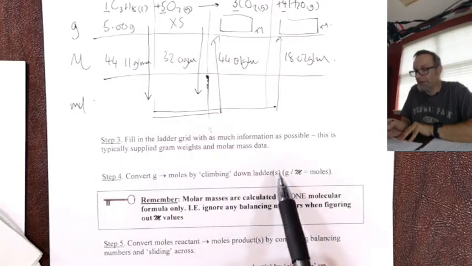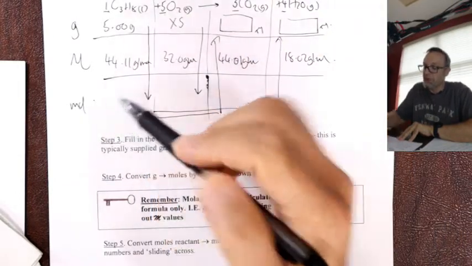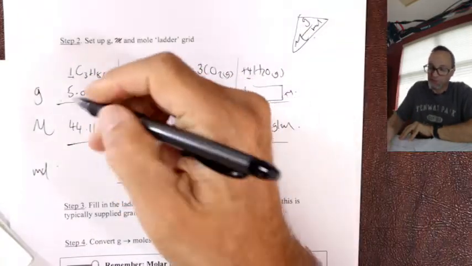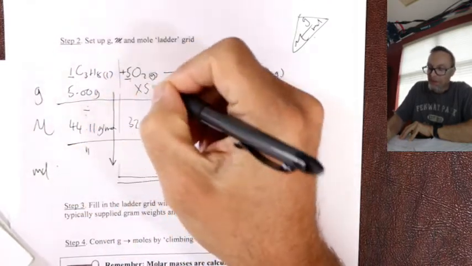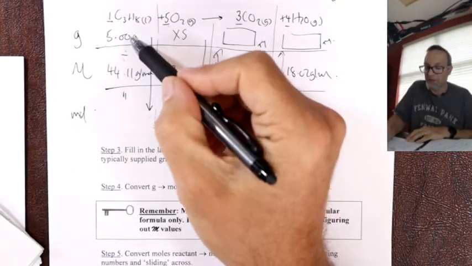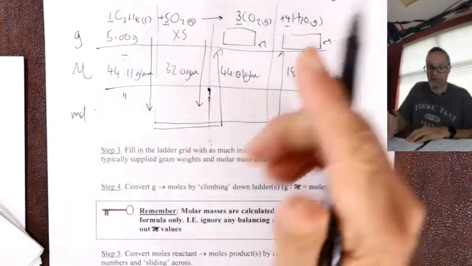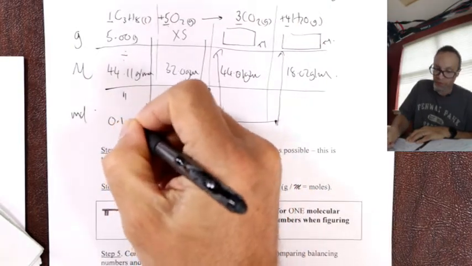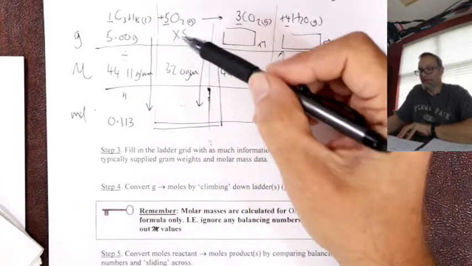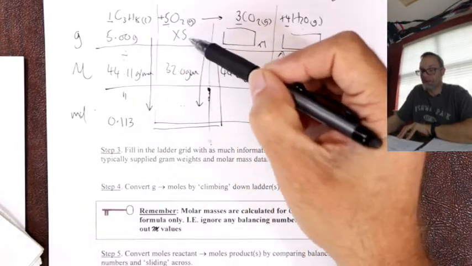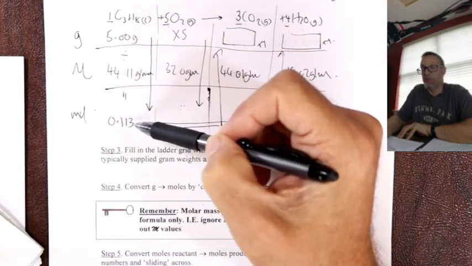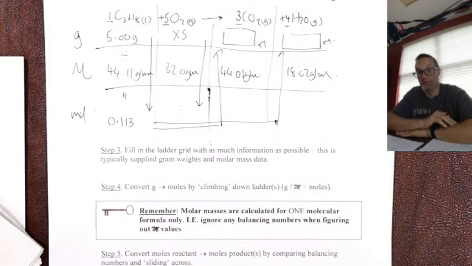Convert grams to moles by climbing down a ladder. Now look, moles is what? Look at our triangle. Moles is grams divided by molecular weight. So real simple, here's the neat trick. You divide to go down. So grams to moles, grams divided by molecular weight, 0.113. Now here, it doesn't matter, because later on when we do limiting, it'll matter, but that doesn't come into the math. So 5 grams of propane is 0.113 moles of propane. Fair enough, and that's all we need for now.